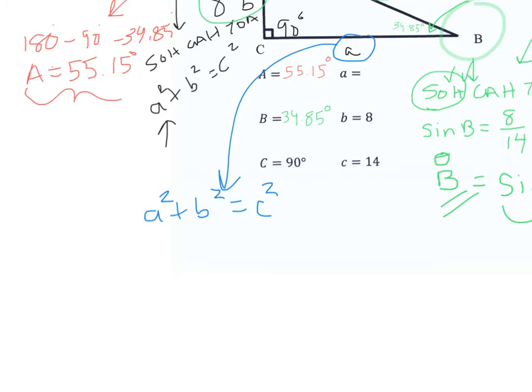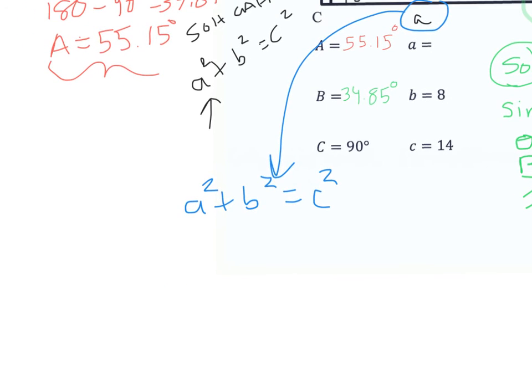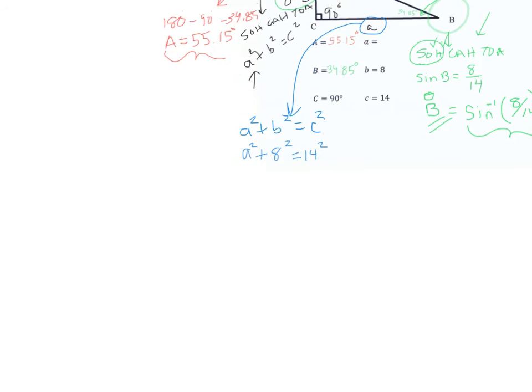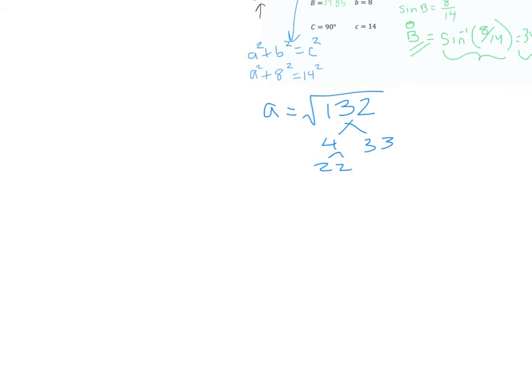And lastly, to find side a: a squared plus b squared equals c squared. We know b is 8, so a squared plus 8 squared equals 14 squared. And when you isolate a, you get a is the square root of 132. You can see if you can take something out. 4 times 33 is 132. 4 breaks down to 2 times 2. So a 2 comes out, because 33 is just 3 times 11. So we end up with a is 2 root 33.